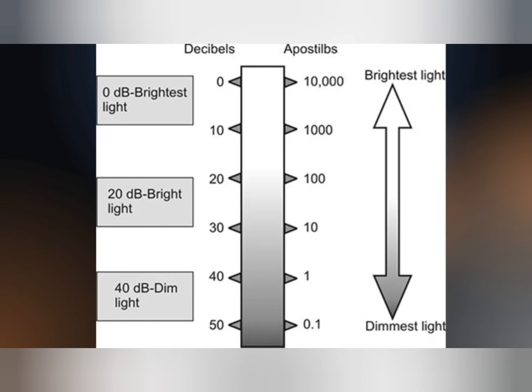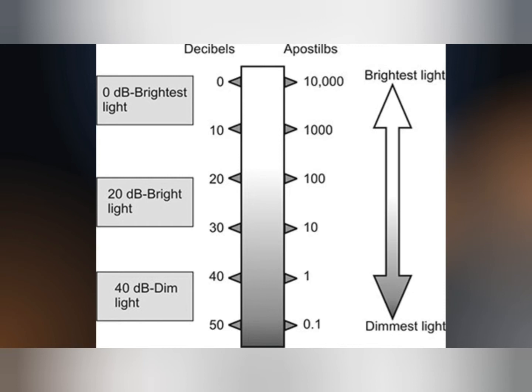Before that we need to understand the concept of decibels and apostilbs. The illumination of the light stimulus is measured in ASB, or apostilbs. The highest amount the machine can project is 10,000 apostilbs, and the lowest is 1 apostilb. The more the stimulus, the less the retinal sensitivity. It means the patient needs more intensity of light stimulus to see it, so the patient's retinal sensitivity is less.